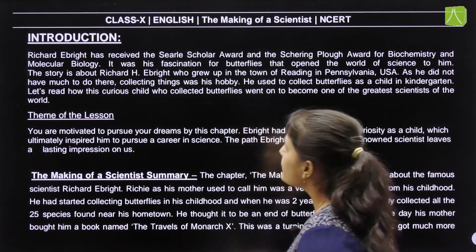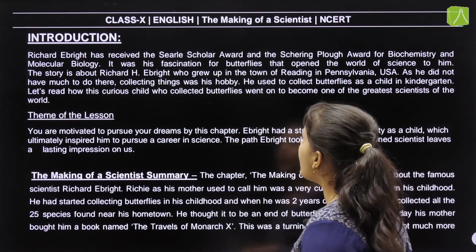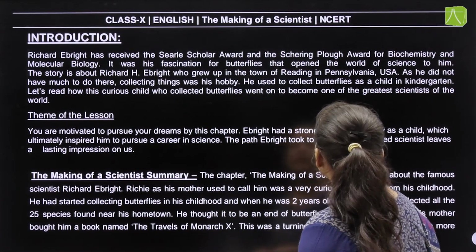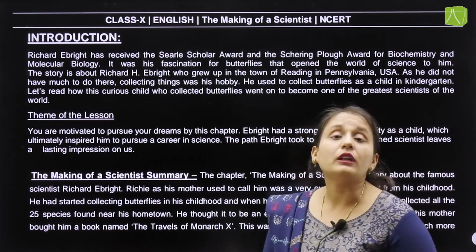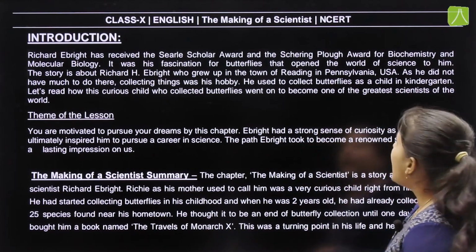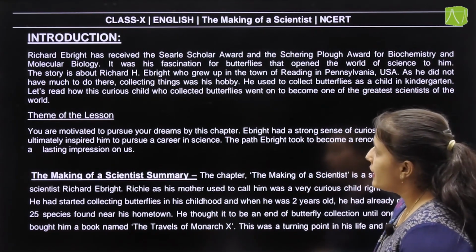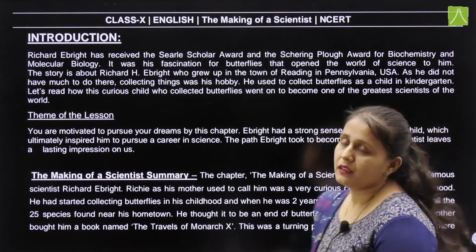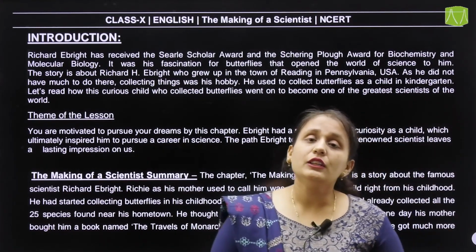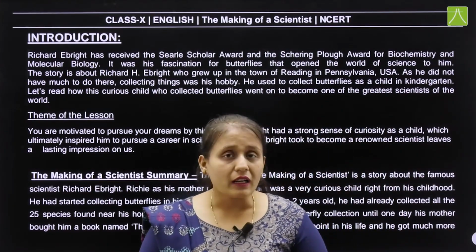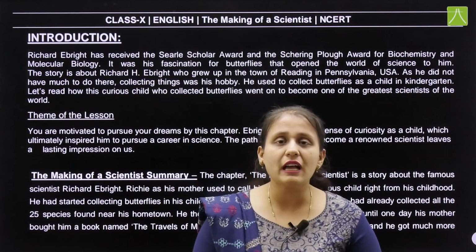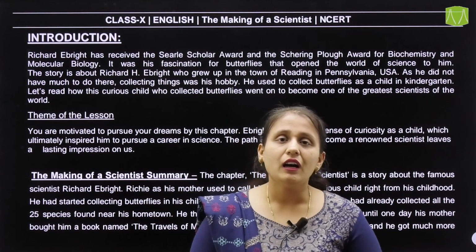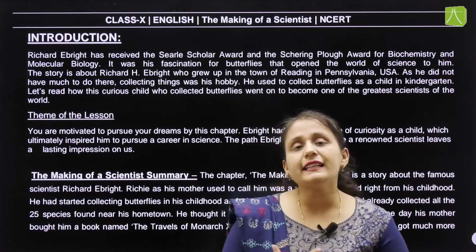So, the story is about Richard H. Abride, who grew up in the town of Reading in Pennsylvania, USA. He was born and brought up in USA. As he did not have much to do there, collecting things was his hobby. Because he was living in USA, अपनी family के साथ वो वहाँ रहते थे. So he was having like nothing to do. He was having no friends or anything around him. So he started collecting things.